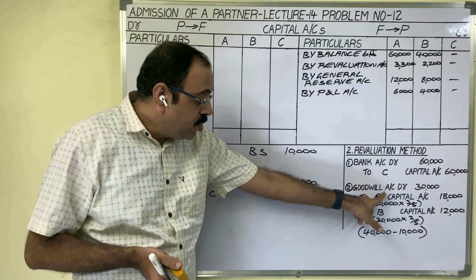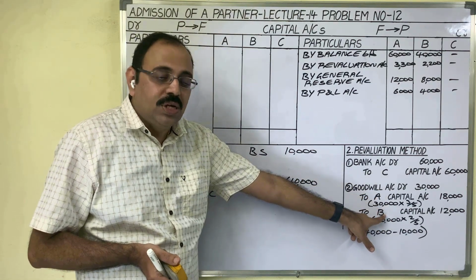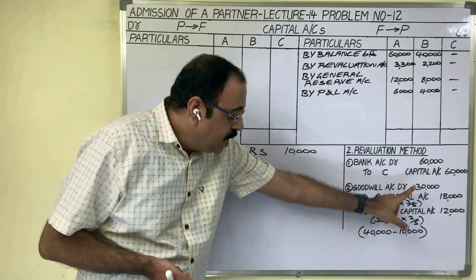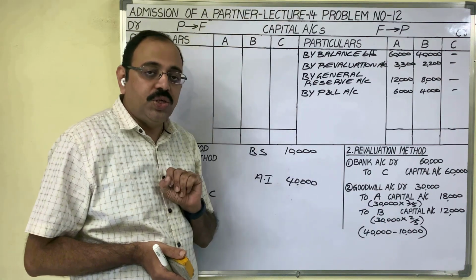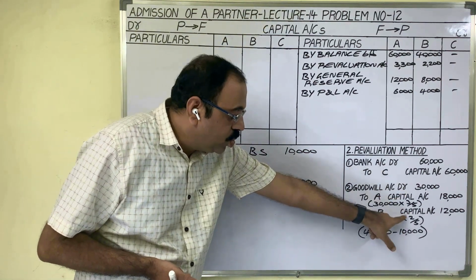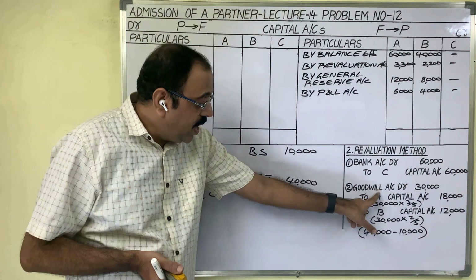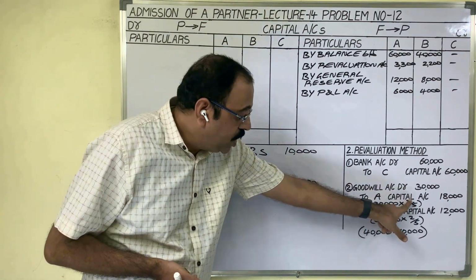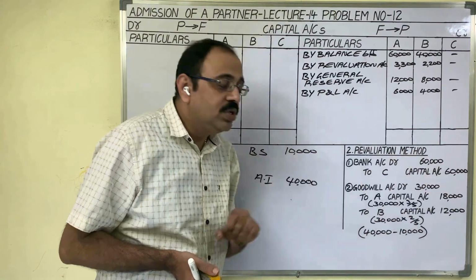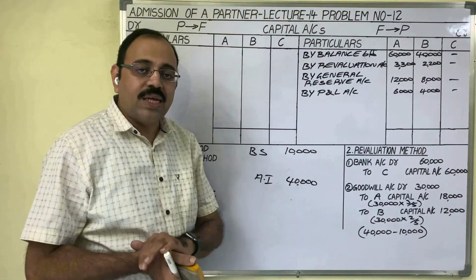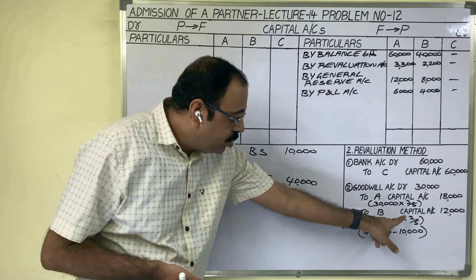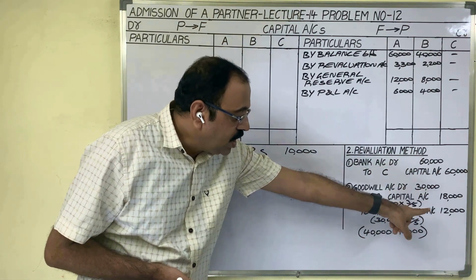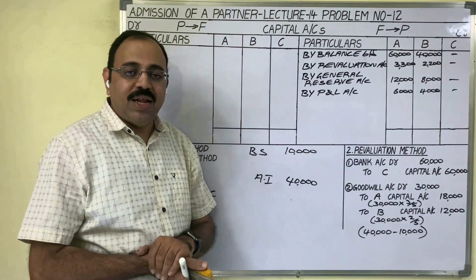Therefore again we have to credit capital accounts. So 30,000 rupees in old profit and loss ratio, 3:2, we have to distribute to A and B partners. So 30,000 into 3 by 5, 18,000, we should transfer to A's capital. 30,000 rupees into 2 by 5, 12,000 we should transfer to B's capital.